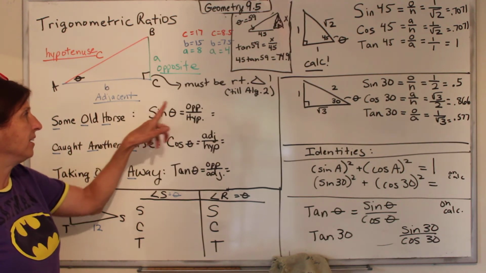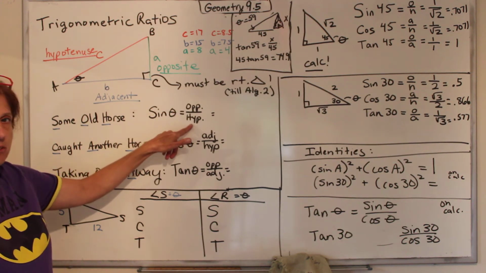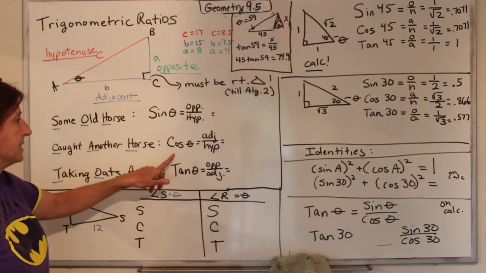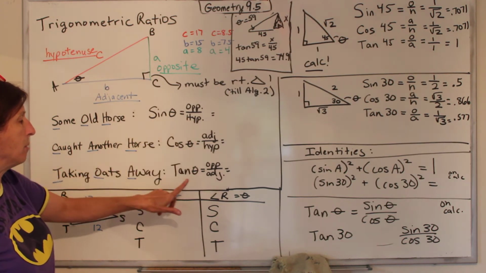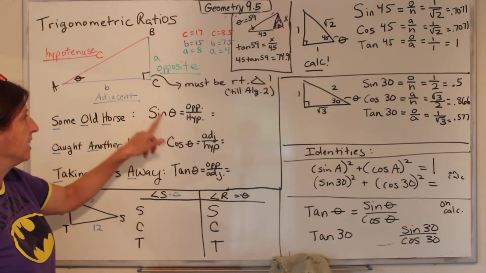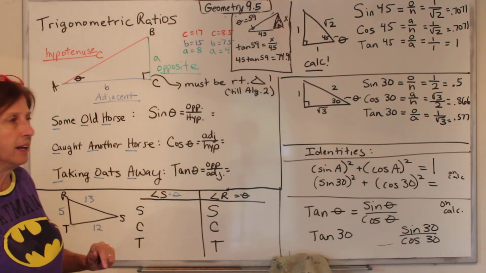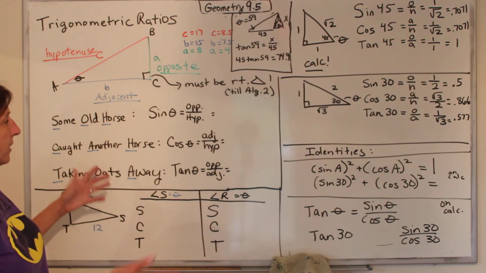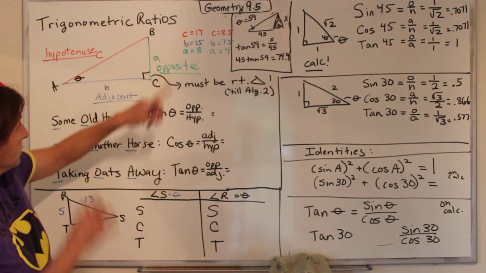The sine of theta is the opposite over hypotenuse. Okay, we're just learning it now. You'll see it in a second. The cosine of theta is the adjacent over the hypotenuse, and the tangent of theta is the opposite over adjacent. Some old horse caught another horse taking oats away. Now, what do you do with all this? Well, this is how it works. I guess we'll do that one next.